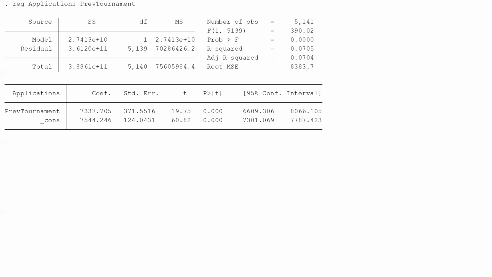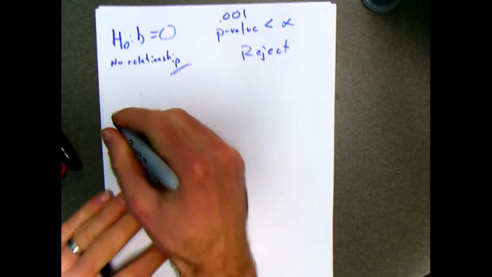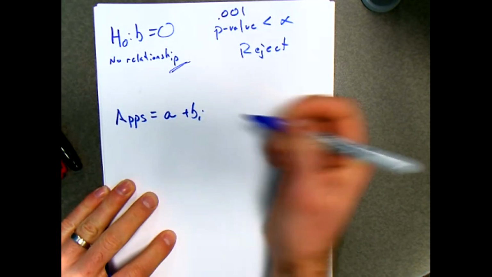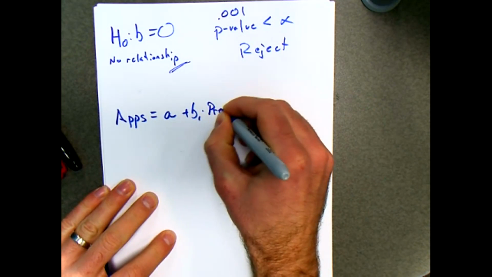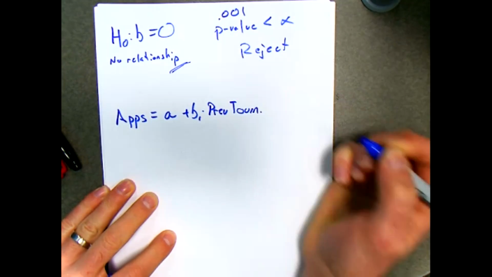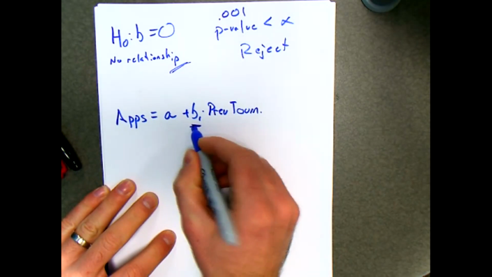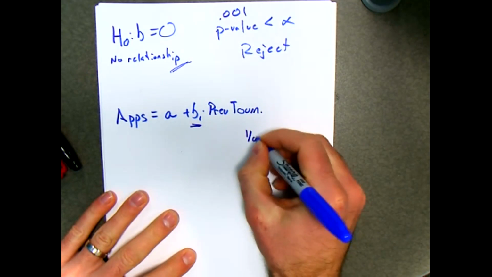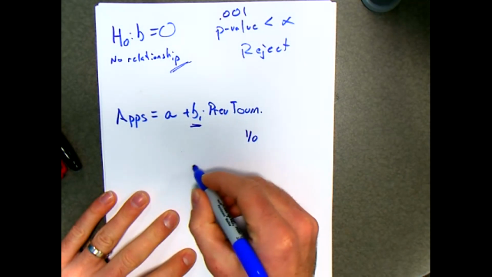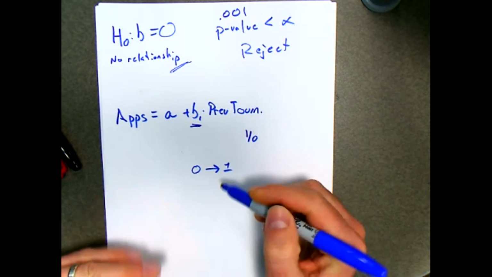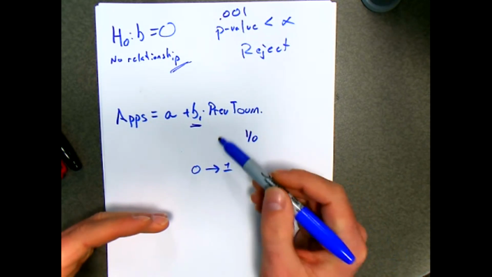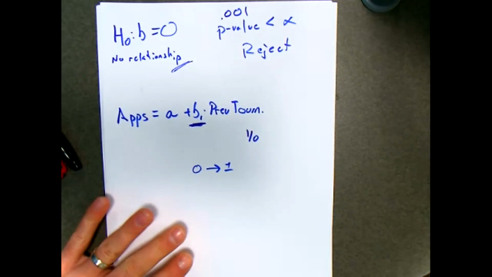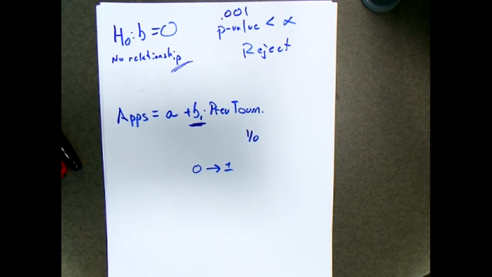So what we're thinking about here is that I'm trying to predict the number of applications a school receives by whether or not they made the tournament in the previous year. The interpretation of B1: a 1 unit change in my X variable, which is now the 1, 0 variable, going from the 0 group to the 1 group, or from not making the tournament to making the tournament, would change the number of predicted applications by whatever coefficient estimate I get for the slope B1. Okay.